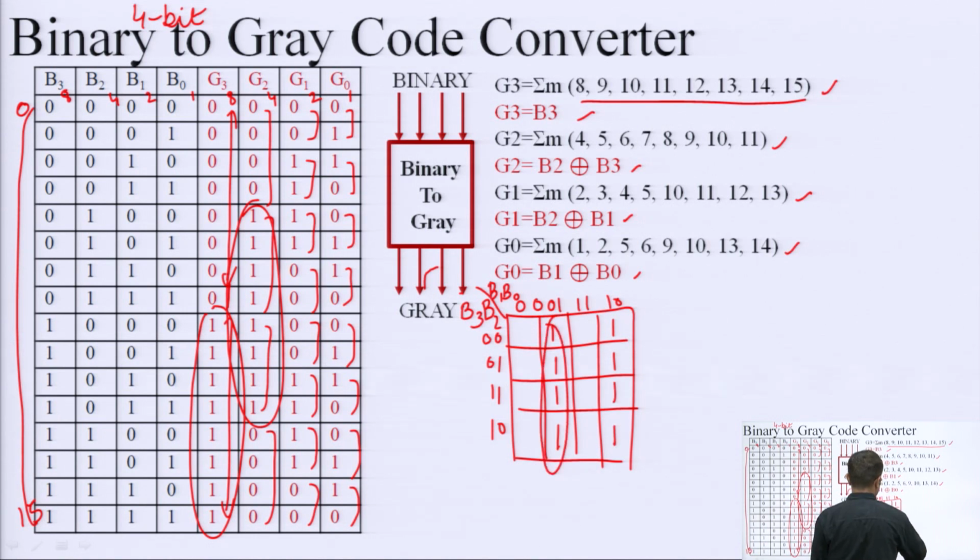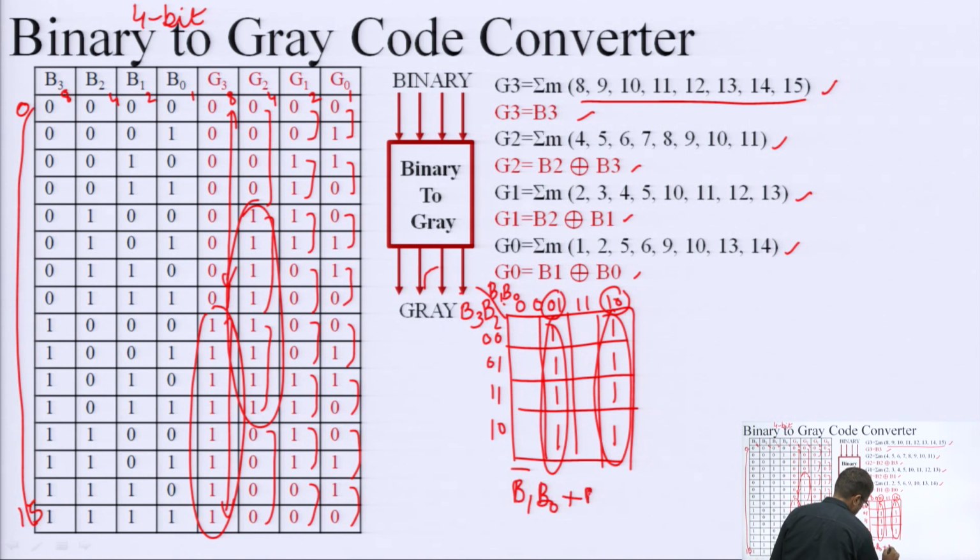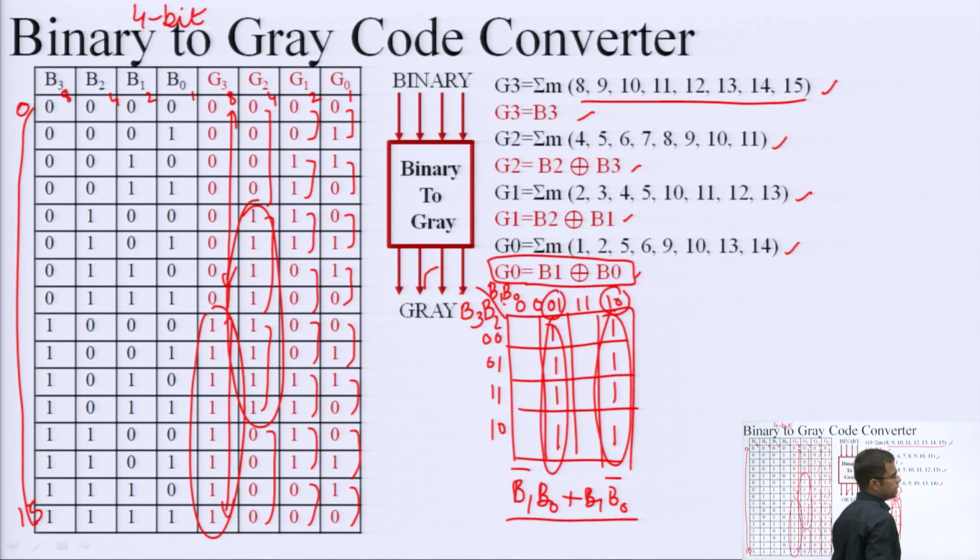So, if we check, these are the two quads corresponding to 0 1 and 1 0, B1 and B0, that means B1 bar B0 and B1 B0 bar, B1 bar B0 plus B1 B0 bar, that means XOR of B1 and B0, which is written here. Similarly, we can prepare other K maps as well, and after solving these K maps, these expressions are already written here and they can be converted into a circuit very easily.